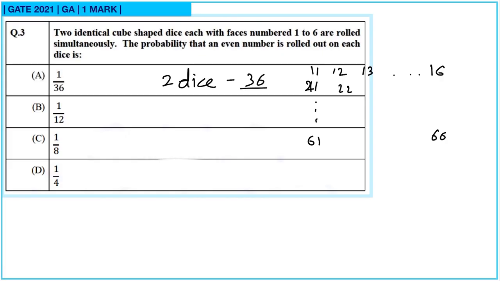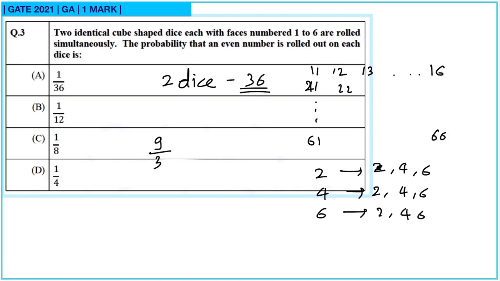So there are such 36 combinations, and we have to check the ones for which an even number is rolled out on each dice. So both even. So that is possible when first is 2, then second can be 2 4 6. If first is 4, then second can be 2 4 6. And if first is 6, then second can be 2 4 6. So there are such 9 combinations possible. So that probability is 9 by 36, that is 1 by 4. So here option D is correct.